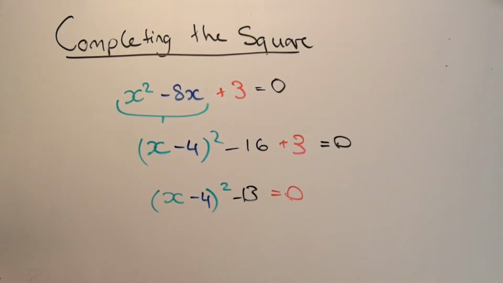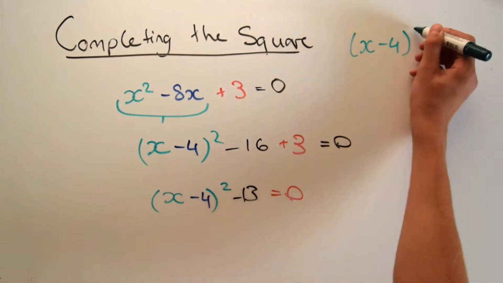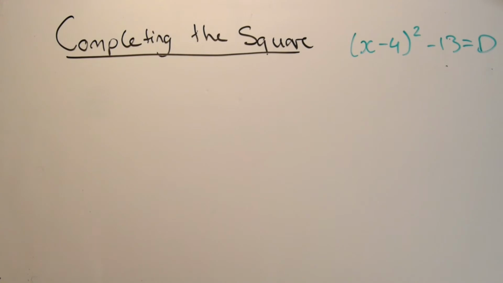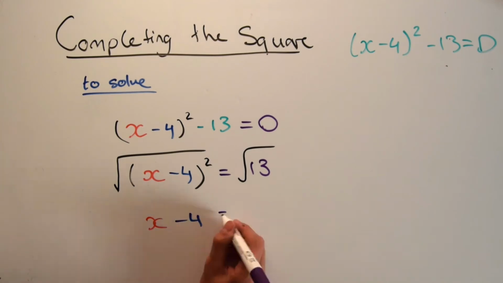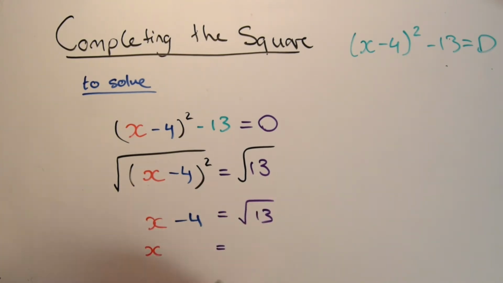Completing the square gives us the turning point, but this is not sufficient information to draw the graph. We must get the point where the line cuts the x-axis, so that we can draw the graph, and this can be done by solving the equation. Solving the equation will give us the x-intercept value. We will square root both sides and then take the minus 4 to the other side.